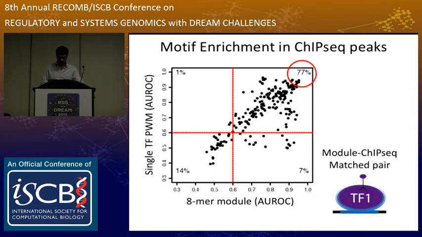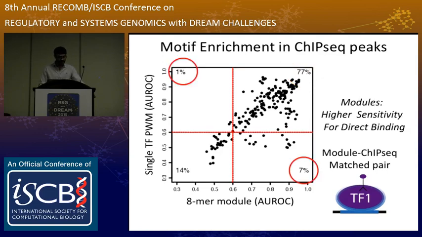So there is a general similarity in predicting enrichment, but in a substantial subset, the 8-mer models were able to see the enrichment that was expected, and you see it here in the bottom right quadrant. This is not the case for the PWMs, which were not able to outperform the 8-mer models in this kind of prediction. This indicates that the modules, for a fraction of transcription factors, have a higher sensitivity for direct binding, in agreement with previous results.